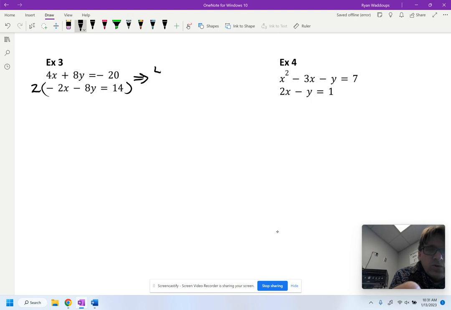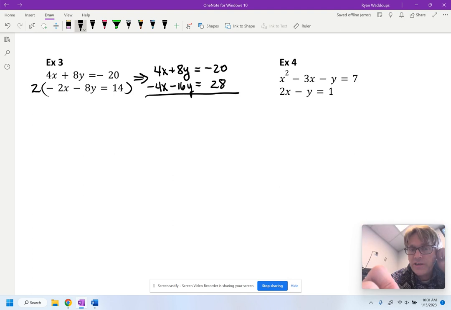I've got 4x plus 8y. I'm not doing anything with the top one other than just copying it down, equals negative 20. And when I multiply this other equation by 2, I get negative 4x minus 16y equals 28. And then I add the equation to the other equation.